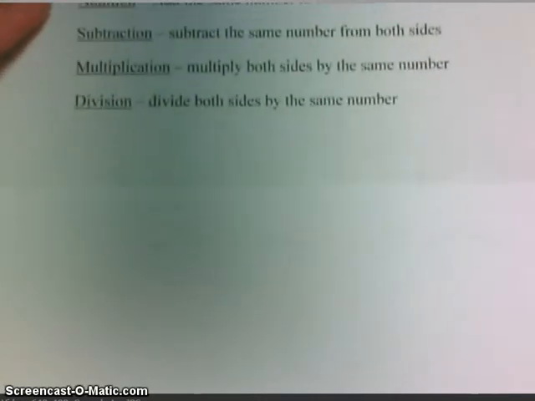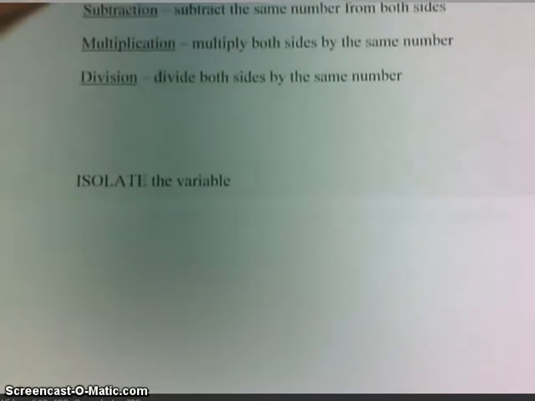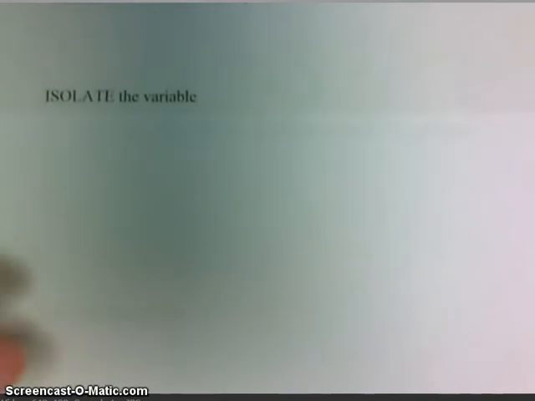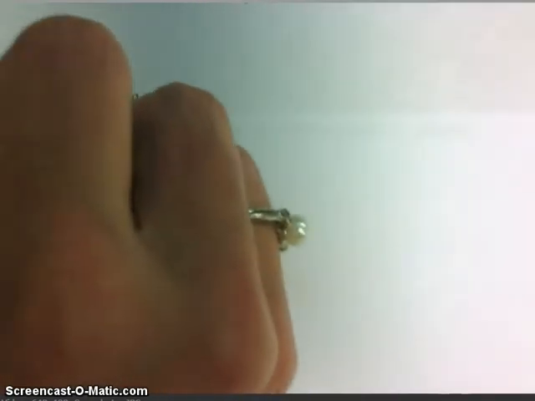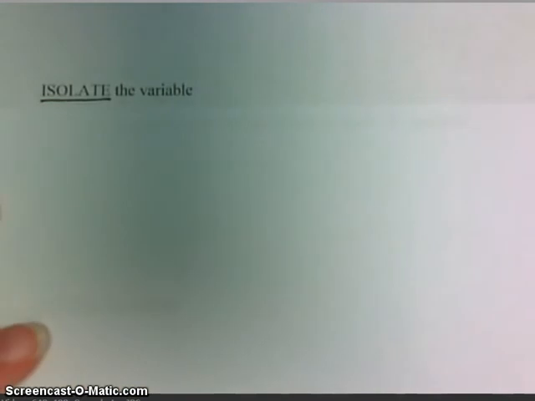Now, we're going to look at one thing. We're going to talk about a vocabulary term that you may or may not know. It's called isolating, or to isolate the variable. If you isolate someone, that person is left all by themselves. So that's what we want to do. We want to isolate the variable. We want to move everything away from the variable and leave it all by itself.